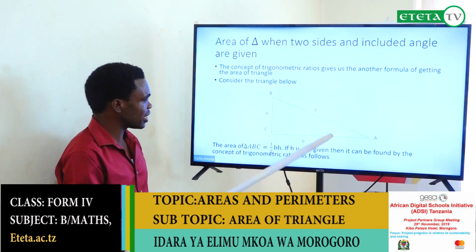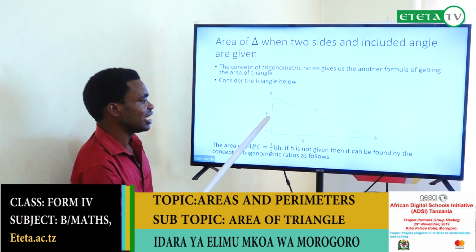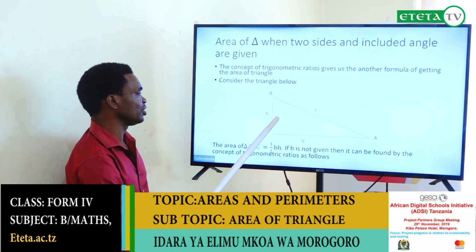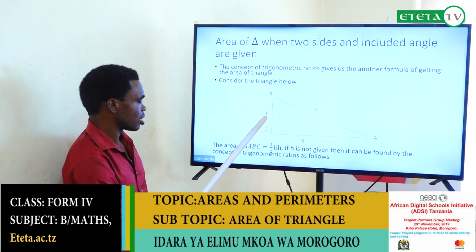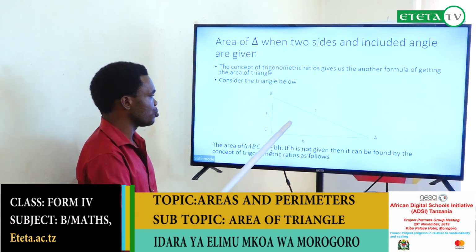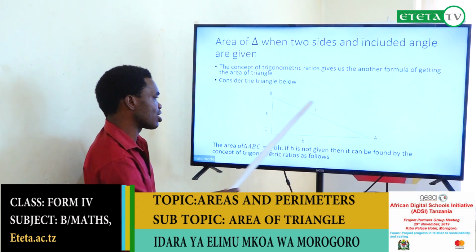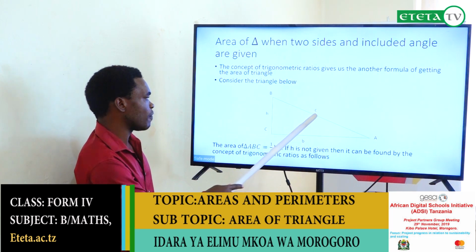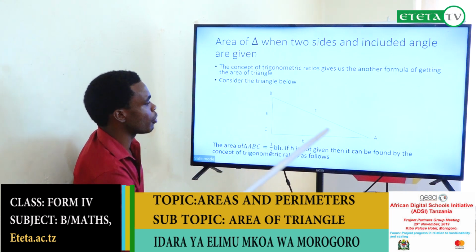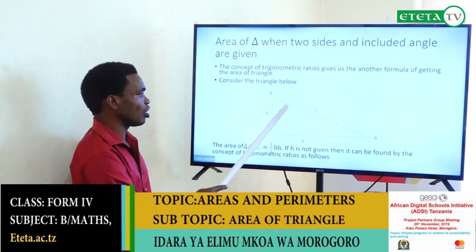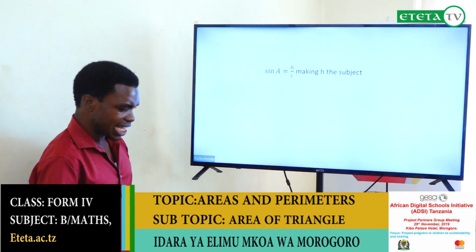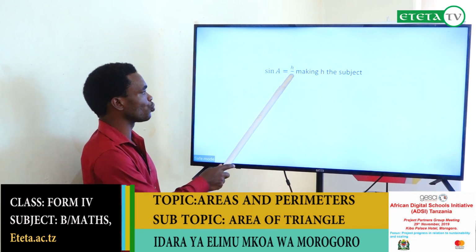Now, since this h is the opposite to A, here we can use the concept of sine. If we want to find the trigonometric ratio which relates h and c, we can use sine. It will be sine A equals h over c, since c is the hypotenuse and h is the opposite side, the opposite to the given angle. So it will be opposite over hypotenuse, which is h over c.